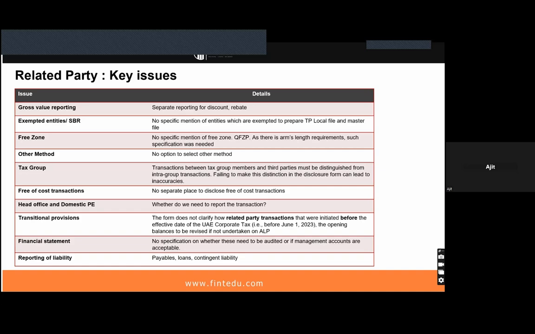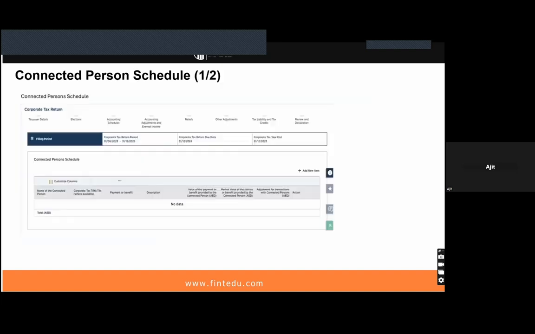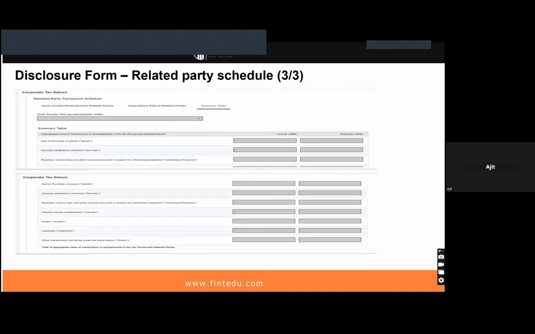Financial statement. If we talk about the documentation requirement, there's a requirement of local file, master file, and financial statement. Now it is not clear whether we can attach a draft or sometimes management accounts, because financial statements may not be available in all scenarios. So again, this is a point where we need more clarity. So this is all about the related party schedule.